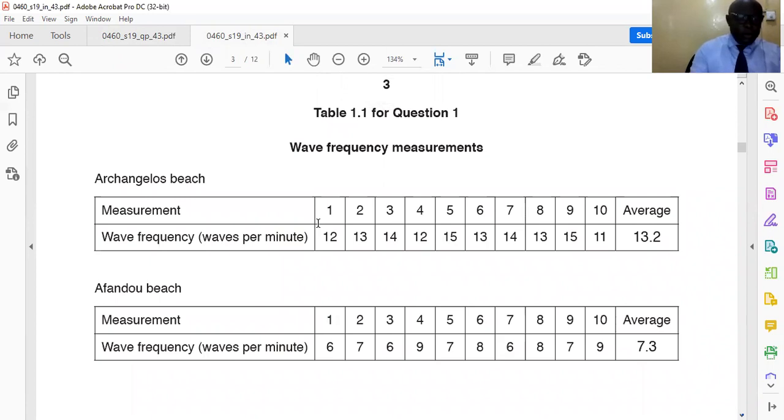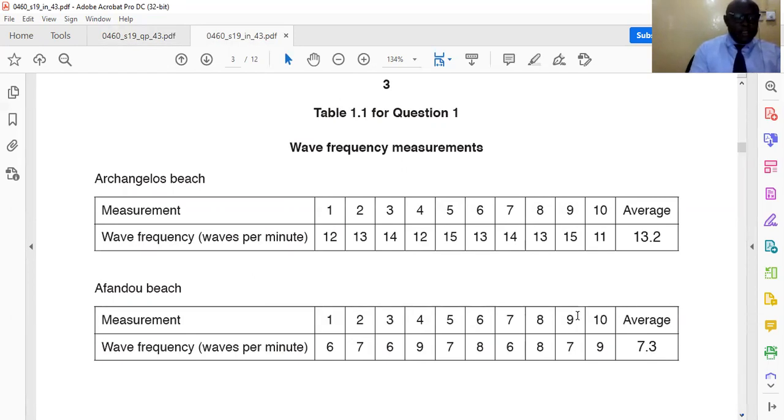Of course, they can use a stopwatch to time, and they can count the number of waves breaking. As the waves come, they count the number of times the waves are breaking within a minute. And after 1 minute, you count again. Then you take the average of your readings. You can do this on both beaches, Archangelos Beach and Afandos Beach, and see waves per minute. So the number of times it goes is 12, 13, and all of that. So that is a method.